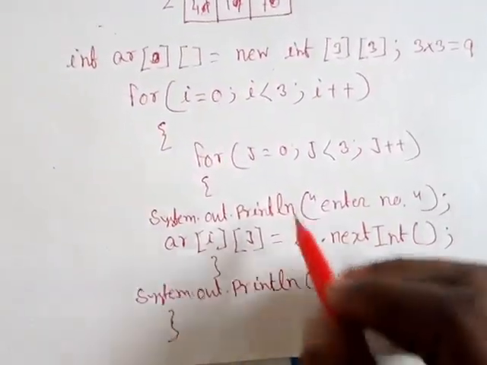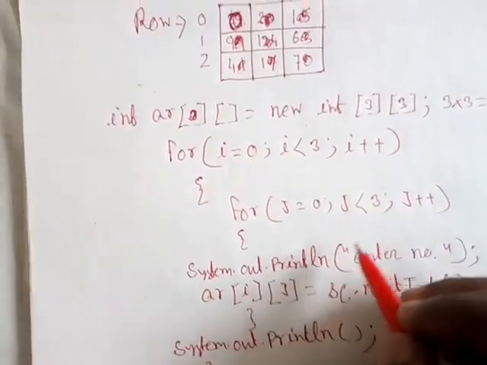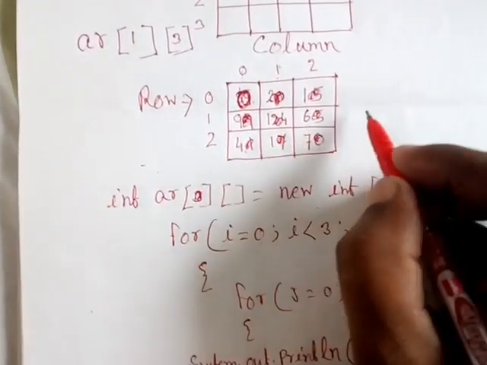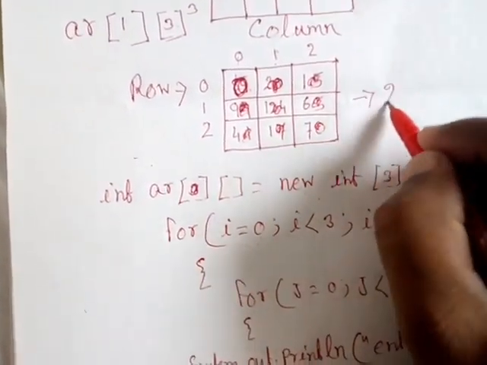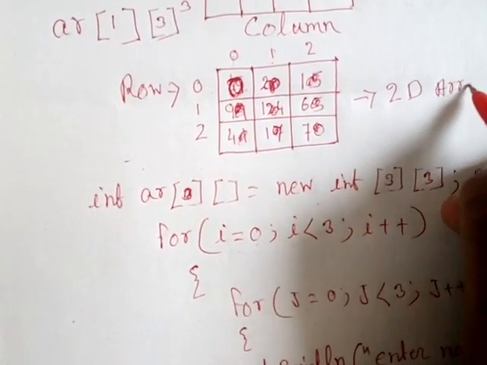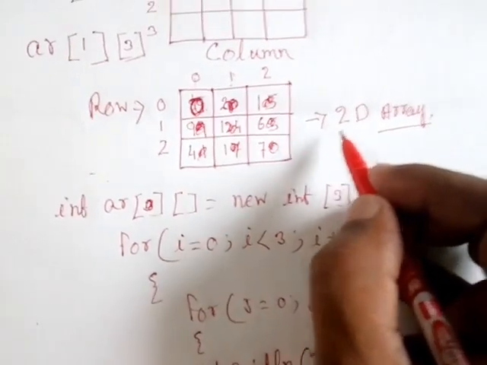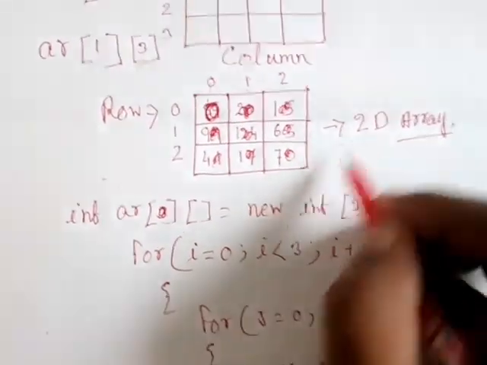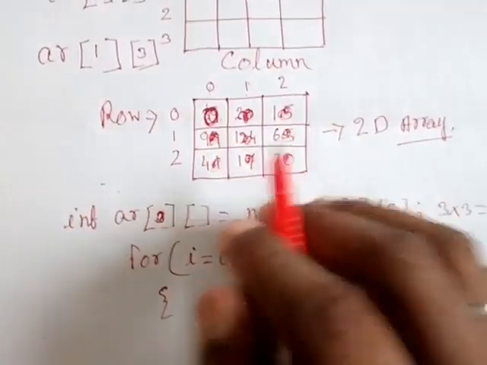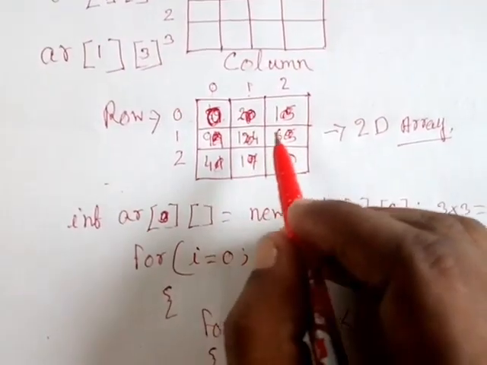I hope your concept is now clear with this programming, as I have explained how array elements are inserted in a 2D array. This is called a 2D array, or two-dimensional array. It could be a multi-dimensional array also, but in our syllabus we do not need to learn multi-dimensional right now. 2D is enough, we only have to learn about 2D.